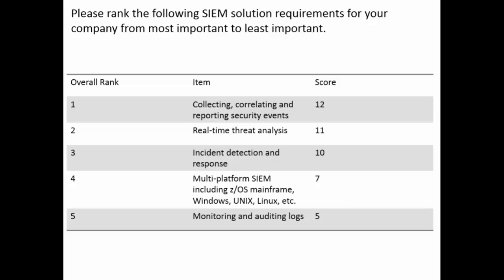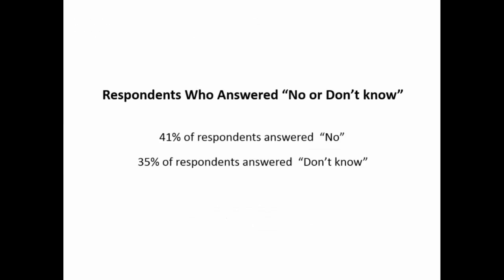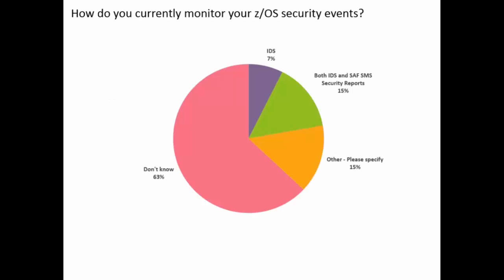Now let's see how those who answered no or don't know answered some questions. Again, 41% directly answered no to having a z/OS SIEM solution in place. Those who answered no or don't know are using IDS and both IDS and SAF SMF security reports, just like those who answered "not yet, but we are working on it." The difference is that those who answered no or don't know don't understand the need for a z/OS SIEM solution, their risk of not having such a solution, or they don't believe it's a problem.